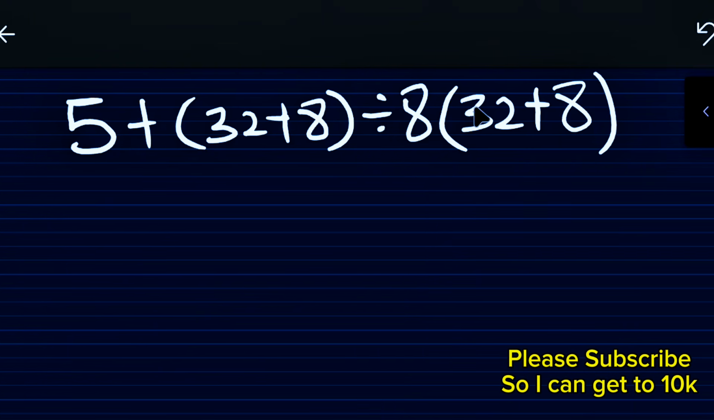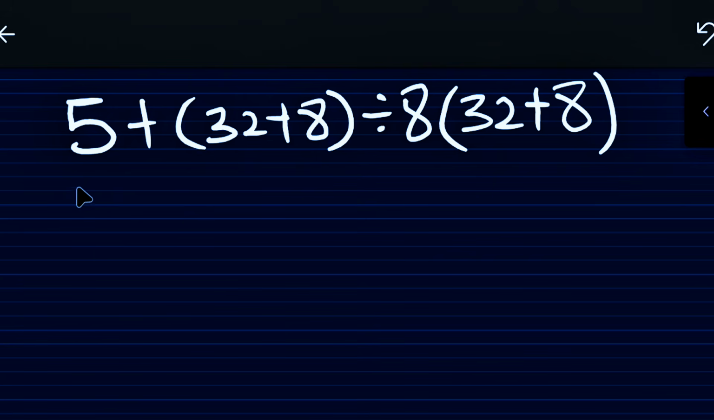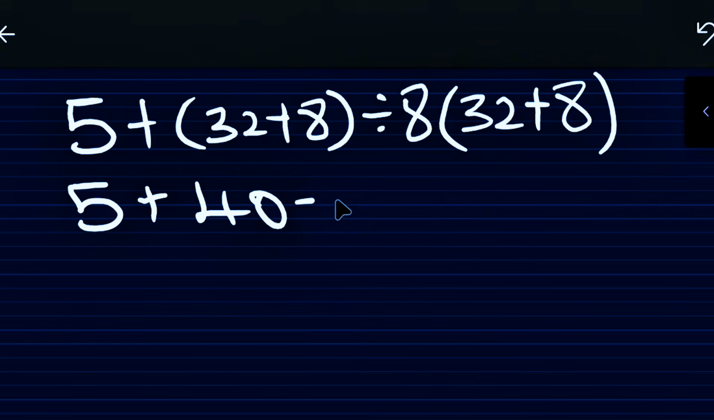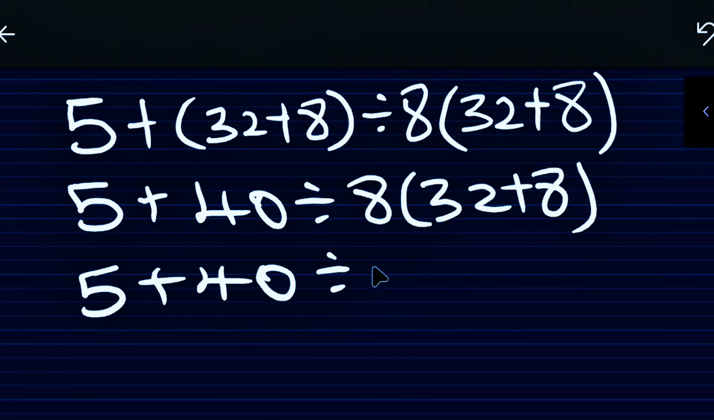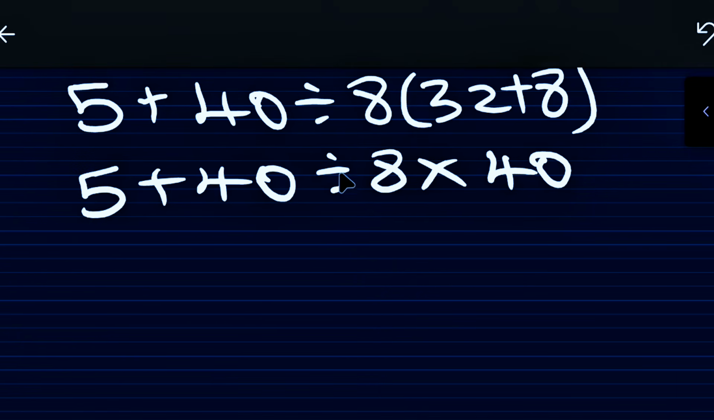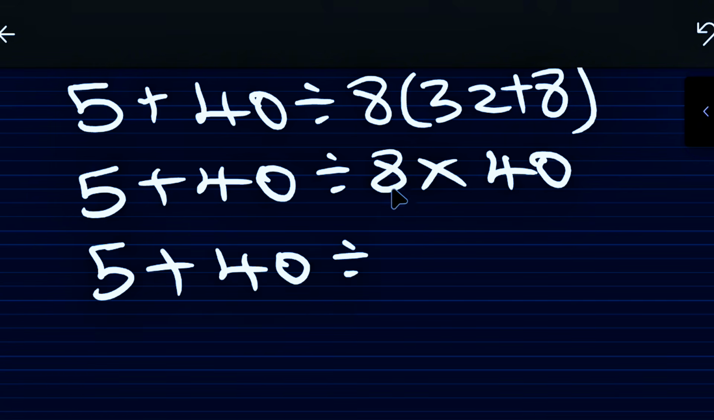In this given expression, a lot of students made mistake here, okay? So what did they do? They wrote 5 plus 32 plus 8 equals 40, okay? Then divided by 8, open parenthesis, 32 plus 8, okay? Now, in their next step, what they did next was to attend to this parenthesis as well. So they had 5 plus 40 divided by 8 times 32 plus 8 equals 40. Okay, so from here, because they thought that multiplication is of higher priority to division, they wrote 5 plus 40 divided by 8 times 40 equals 320.